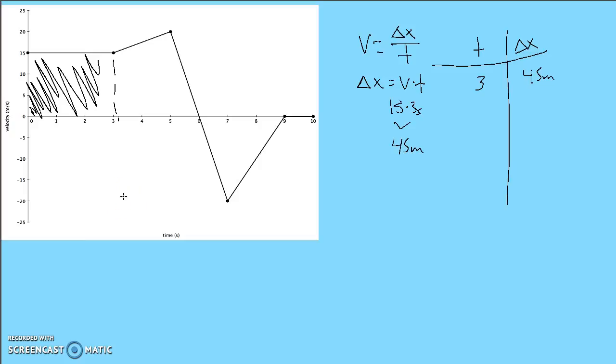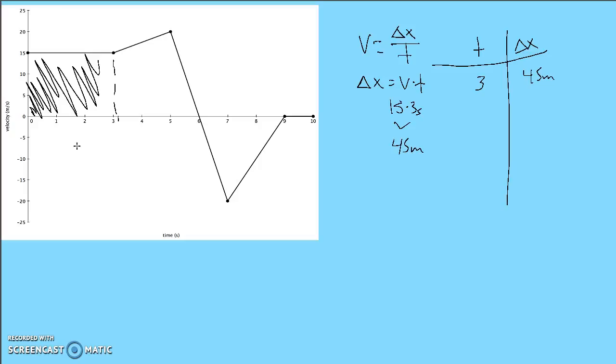So hopefully what you see is that you get the same thing by finding the area of this box. If you multiply the width of 3 seconds times the height of 15 meters per second, then we get 45 meters, which is the displacement for those first 3 seconds. When we're looking at graphs, we've already spent some time talking about slope. That's one way we can analyze graphs. What I want you to see here is that we now have a second way. We can use area to analyze graphs too.